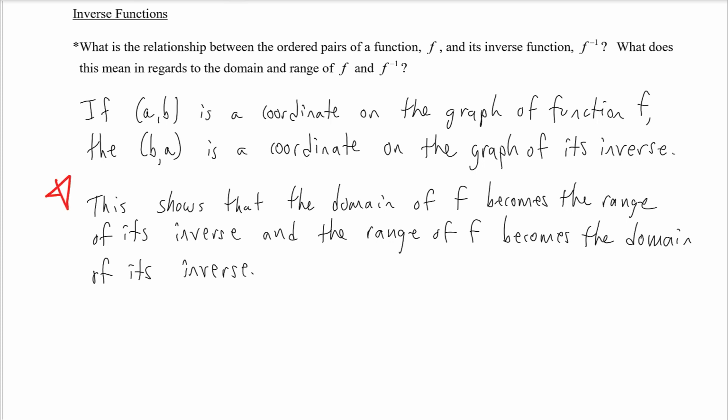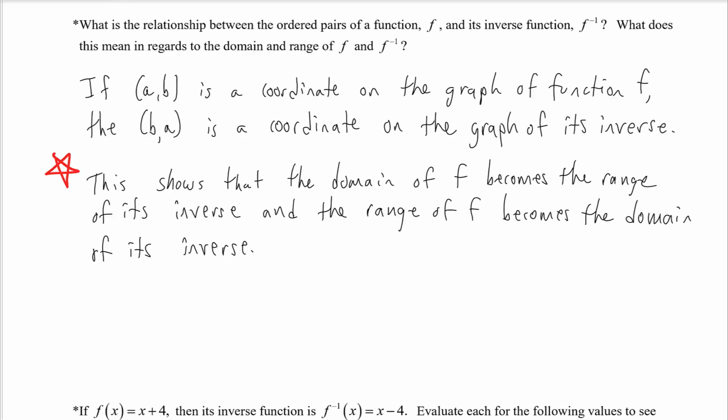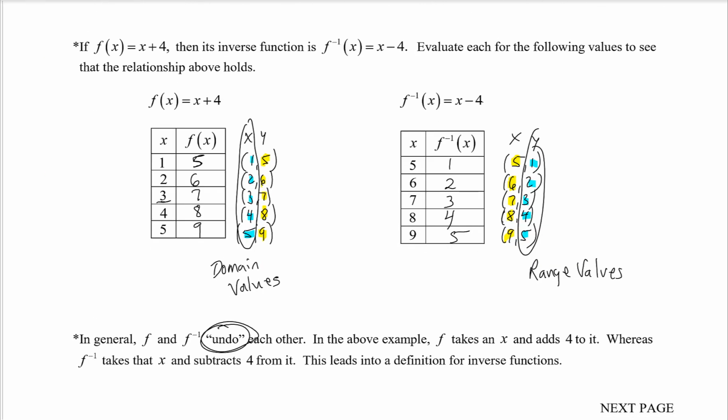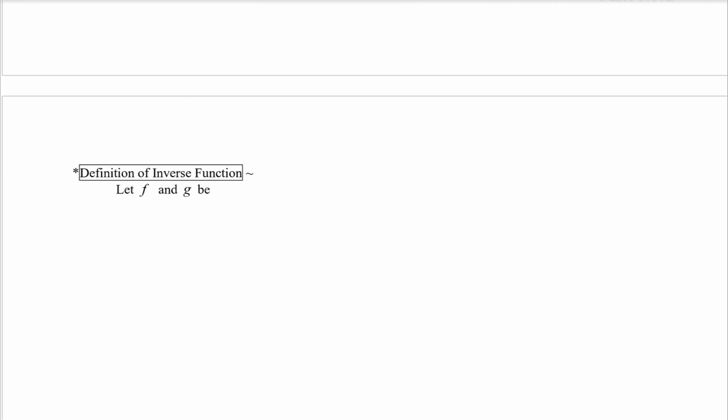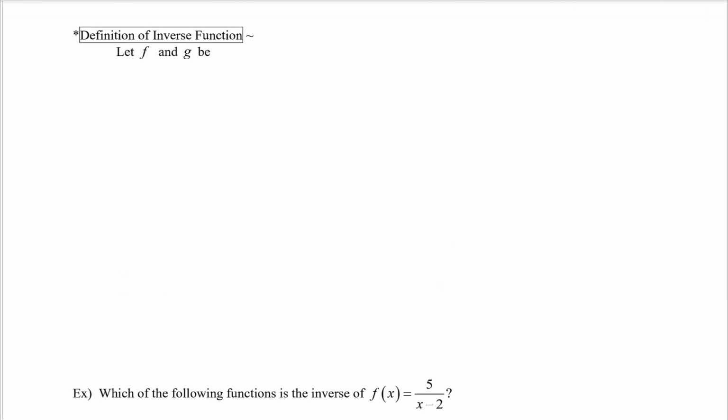So this is a big deal. This is going to basically permeate everything we do today. So when you have a function and its inverse, all the inputs of the original function end up being outputs on the inverse. And all the outputs of the original function become inputs on its inverse. So if (a, b) is a coordinate on the graph of function f, then you reverse those. (b, a) is a coordinate on the graph of its inverse. And then we showed an example of that here. But of course, we're going to dive deeper into that. So we're going to define what it means to be an inverse function.